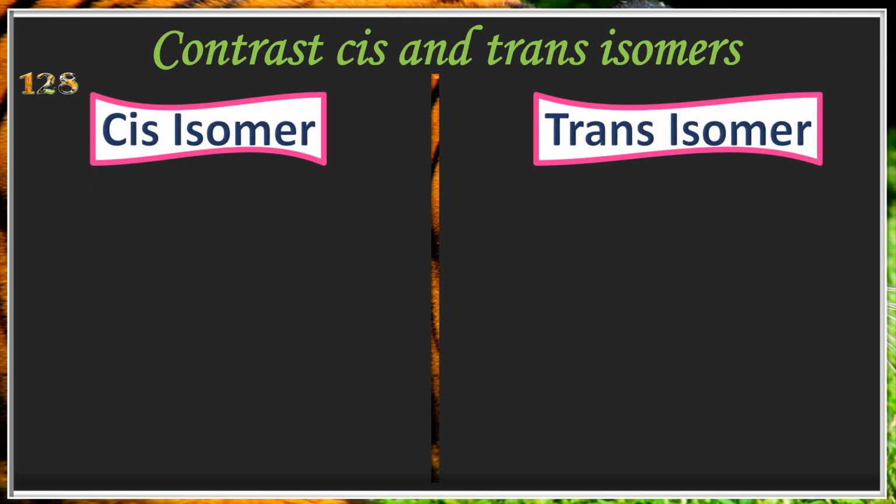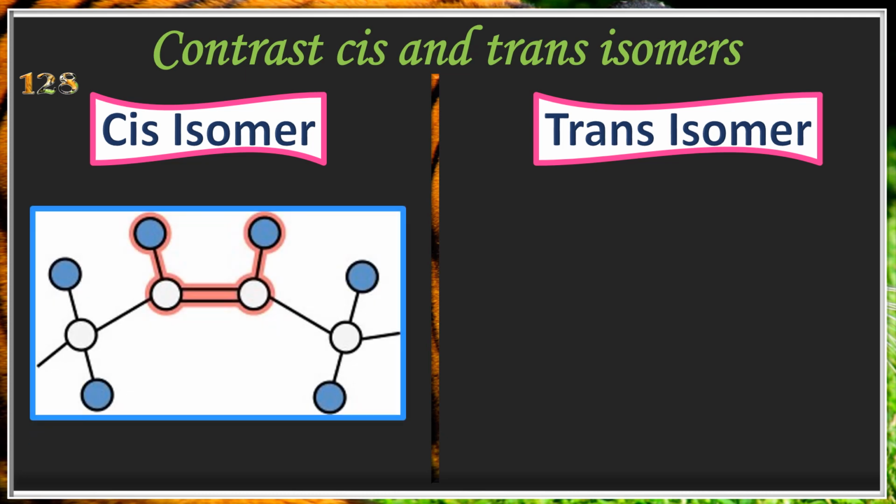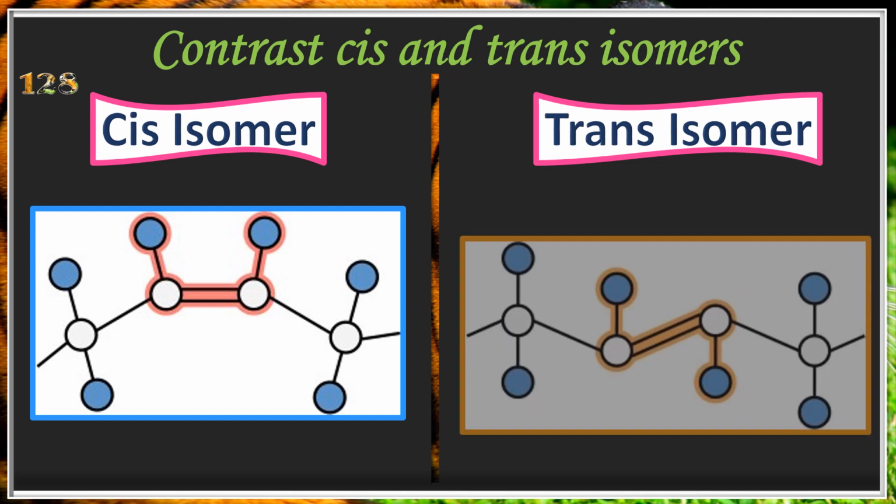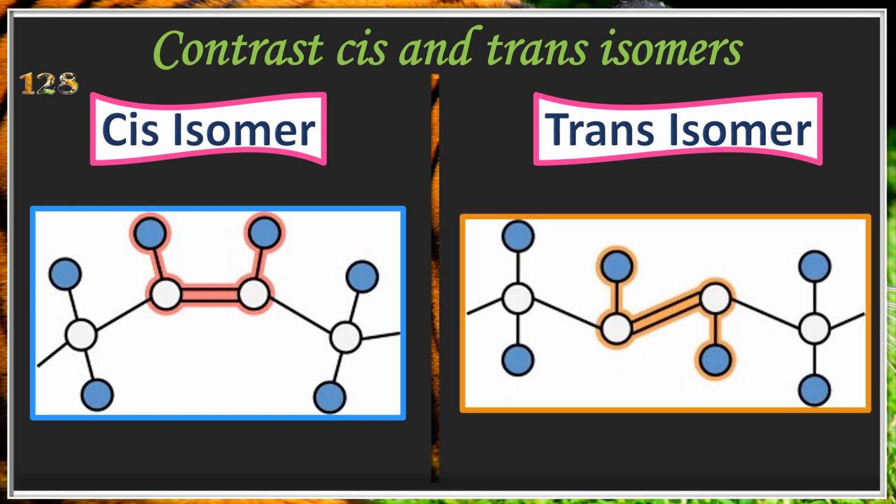Contrast cis and trans isomers. We shall first look at the cis isomer. It has hydrogen on the carbon atoms where there is a double bond facing in the same direction. The trans, if you look at it, the hydrogen on the carbon atom having the double bond are facing in opposite direction.